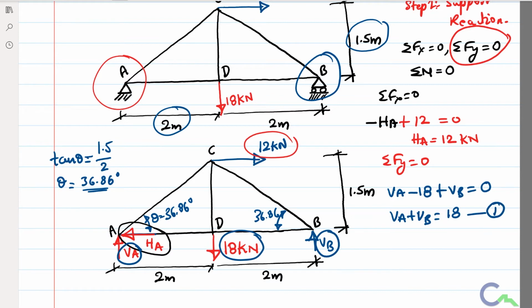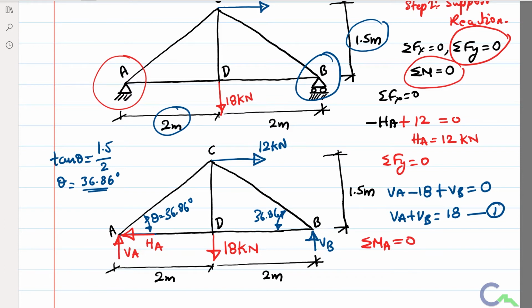The third condition is summation of moment about any point in the system is equal to 0. Therefore, I am going to take moment about A in this case, sigma MA is equal to 0. Now, first I am going to consider VA, which is acting exactly on A. It is not going to rotate point A. HA is also acting exactly on A. It is not going to rotate point A.